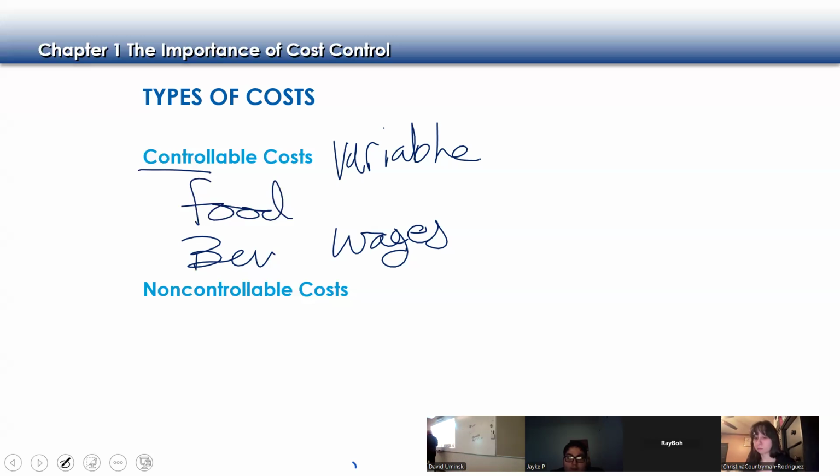Your non-controllable costs, those are your fixed costs. Okay. I can't control how much I pay in rent in the short term. When my lease is done, if I decide I don't want to be here anymore because I pay too much money, then yeah, I can move. But I can't just pick up tomorrow and say I'm not going to have my restaurant here. I need to move somewhere else. So in the short term, non-controllable costs are those fixed costs. Okay.